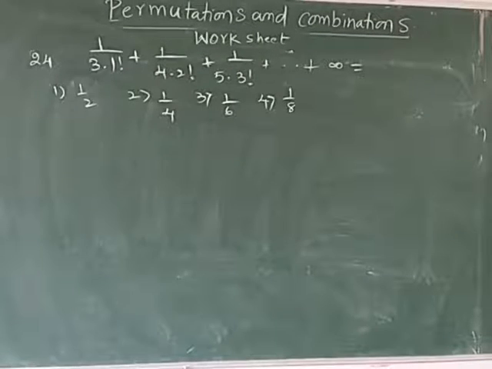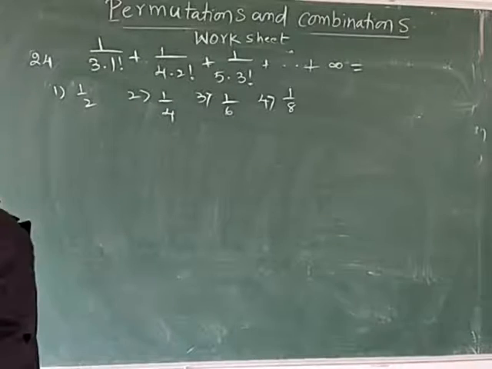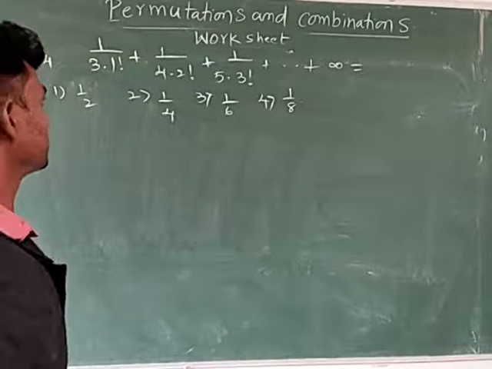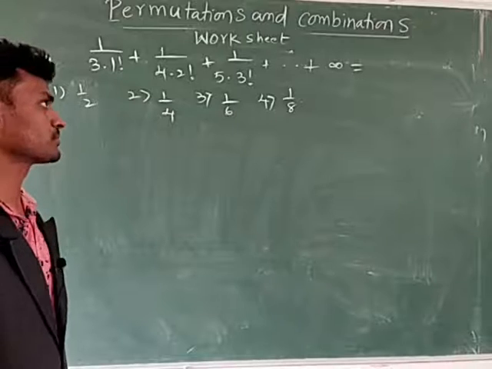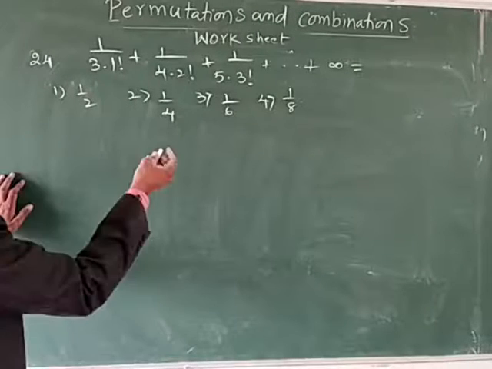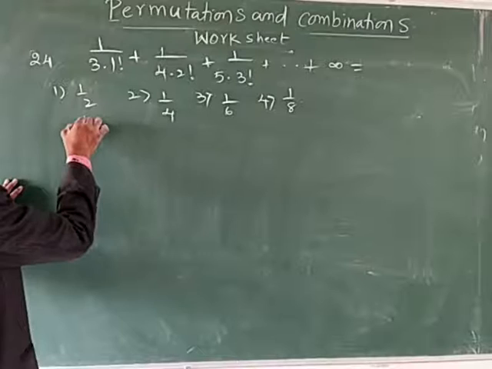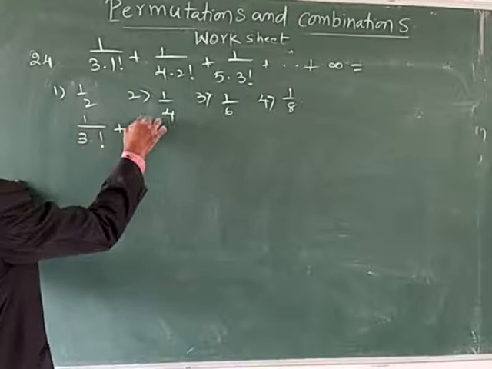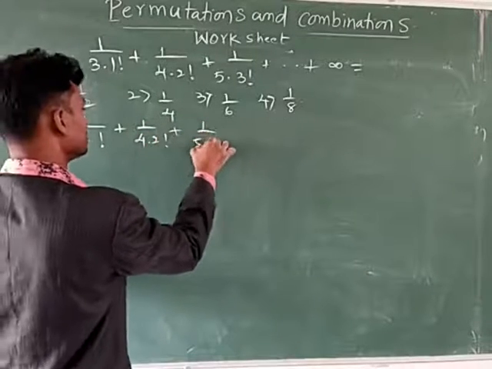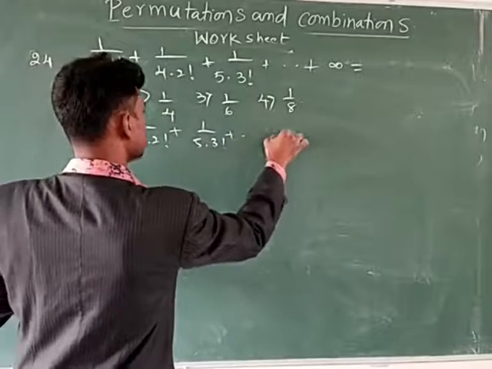Okay, next problem: 1 by 3 into 1 factorial plus 1 by 4 into 2 factorial plus 1 by 5 into 3 factorial, and so on to infinity. Now we have to find this value.